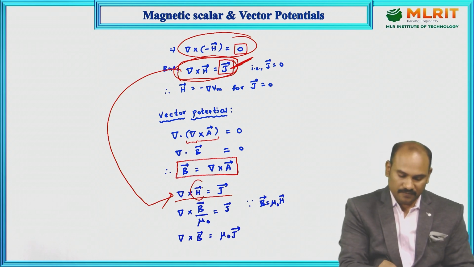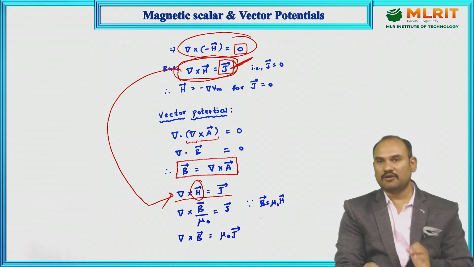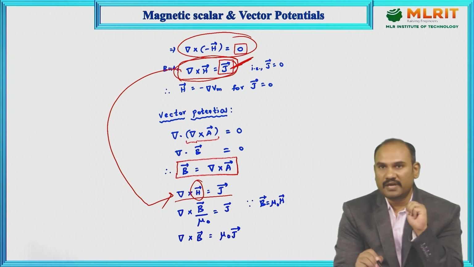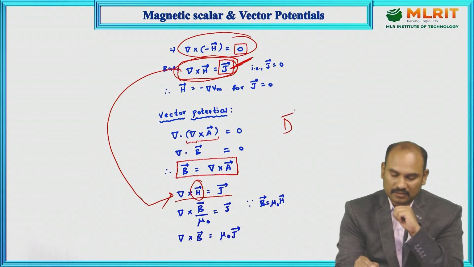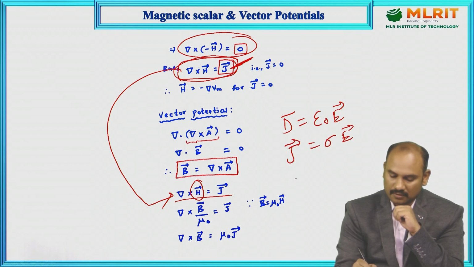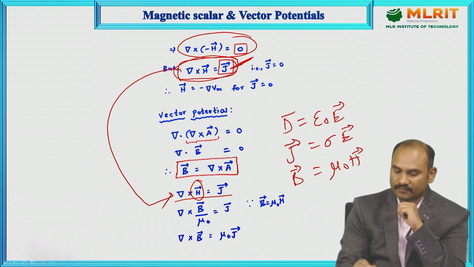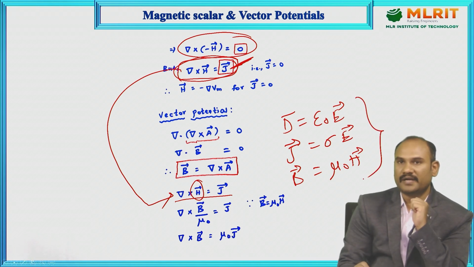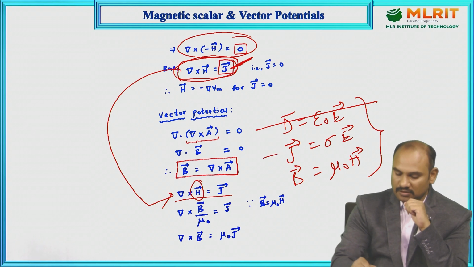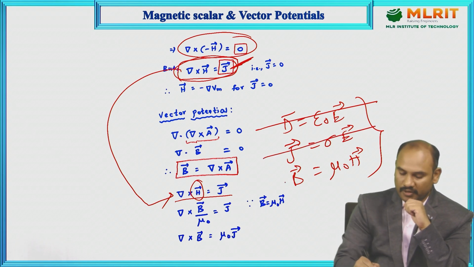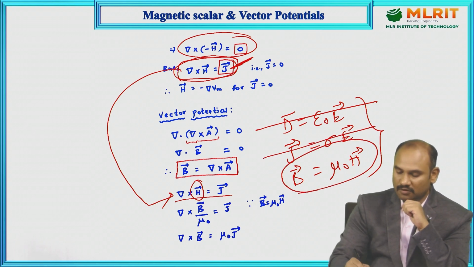What is H? We know there are famous constitutive relationships. Three relations we have in electromagnetics. One is D bar equal to epsilon naught E bar, J bar equal to sigma E bar, B bar equal to mu naught H bar. These are called the three constitutive relations in electromagnetics. The first two are not required for us in this topic. What is pertinent here is B bar equal to mu naught H bar.